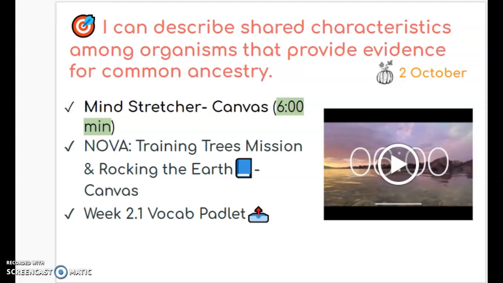And looking at the evidence that scientists have used to determine what species are related to what species and how the different species have developed over time.